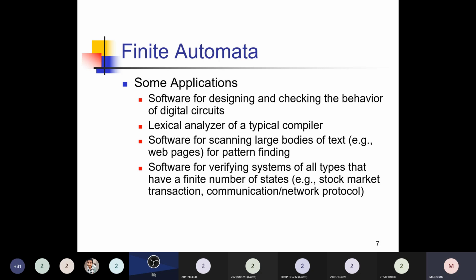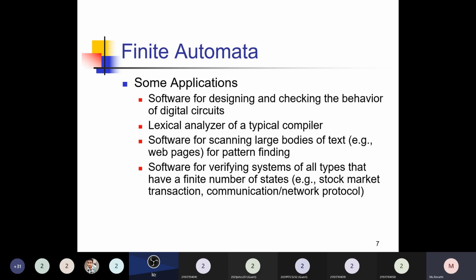So here we have so many applications of finite automata or theory of computation. Some of the applications are the software for designing and checking the behavior of digital circuits. Any digital circuit, it may be an on, off switch, whatever it is. Using finite automata, we can design software and check the behavior of the digital circuit.